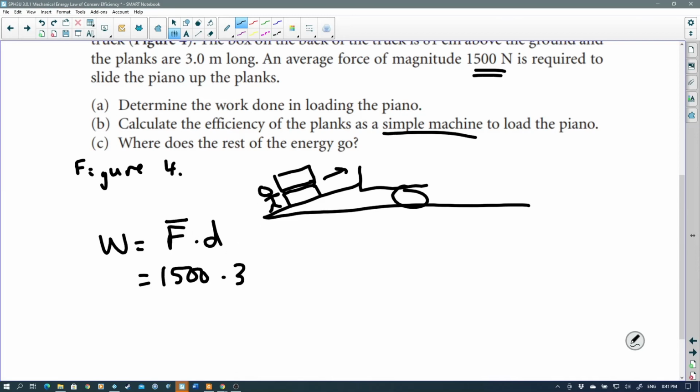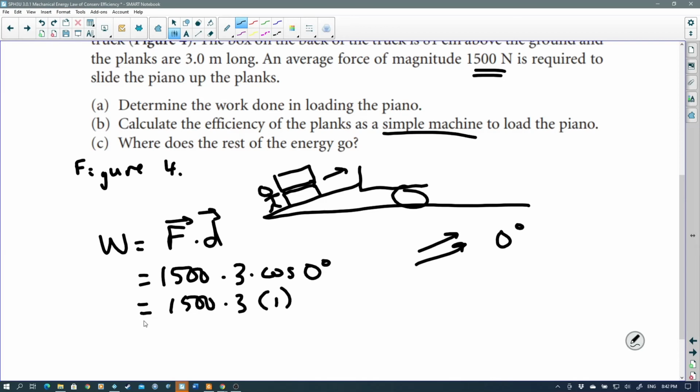Now again, these are vectors, but because the force and the displacement are both in the same direction here, the force is up the plank, the displacement is up the plank, that means the angle between the two of them is 0, and cosine 0 is going to be 1. So it's basically just 1500 times 3 times 1. And I believe that's 4,500. I'm just going to double check because my brain is not working right now. Yes, so it's 4,500 joules of energy.